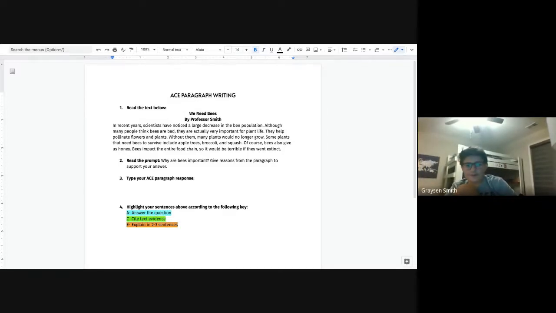In recent years, scientists have noticed a large decrease in the bee population. Although many people think bees are bad, they're actually very important for plant life. They help pollinate flowers and plants. Without them, many plants would no longer grow. Some plants that need bees to survive include apple trees, broccoli, and squash. Of course, bees also give us honey. Bees impact the entire food chain, so it would be terrible if they went extinct.